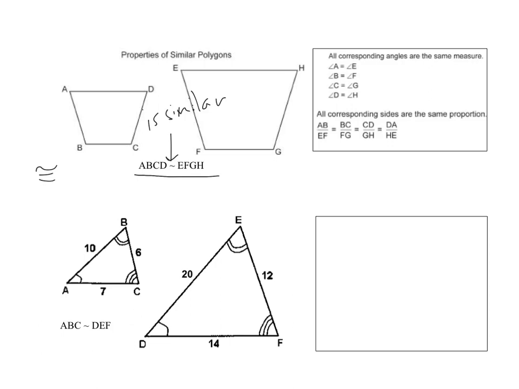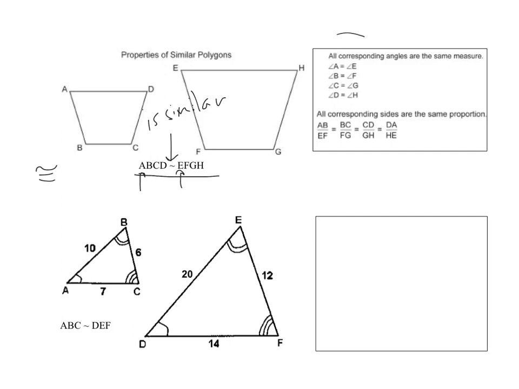And just like when we wrote a congruent statement, the order of the letters is super important because it talks about what's corresponding. So angle A would be the same as angle E, angle B is the same as F, and so on. And then the same for the sides. So AB would be in a relationship to EF, whatever that ratio is that we're going to talk about today. And then BC would correspond to FG, and so on.